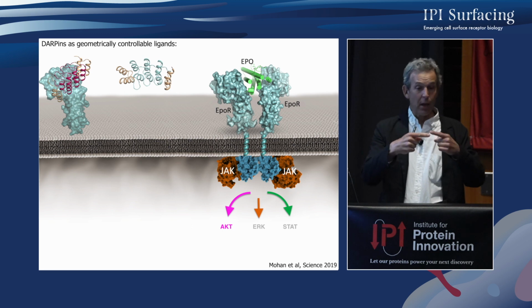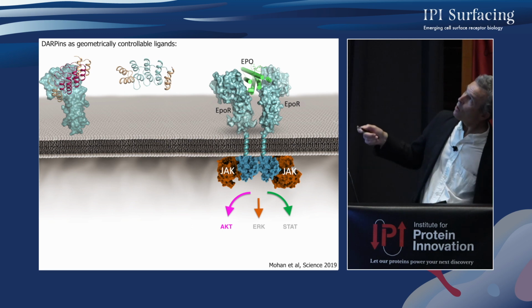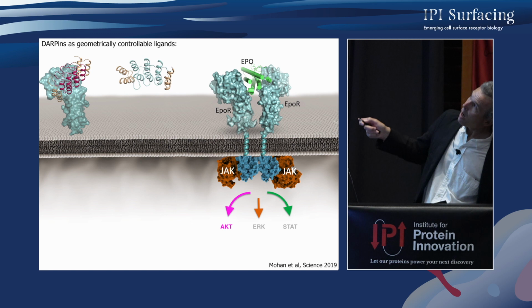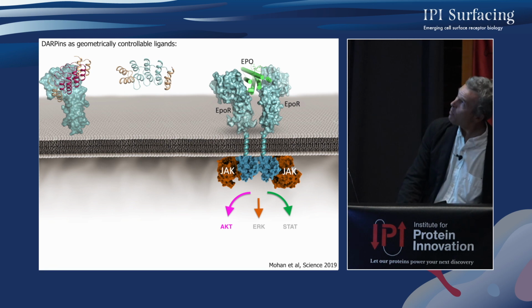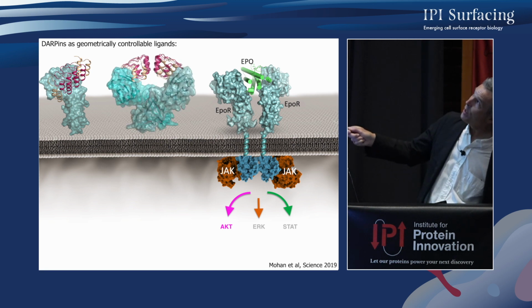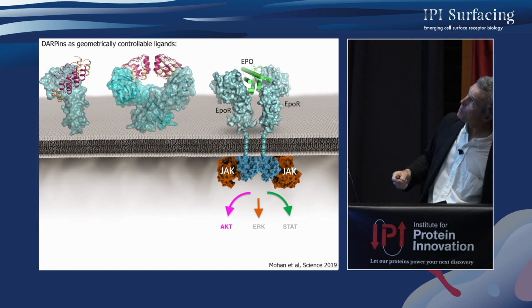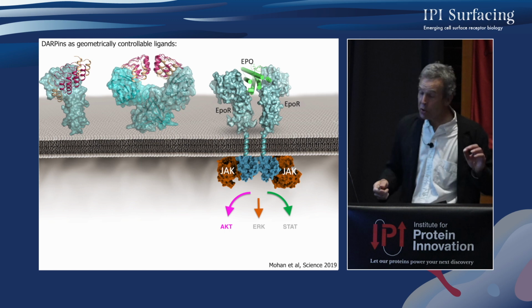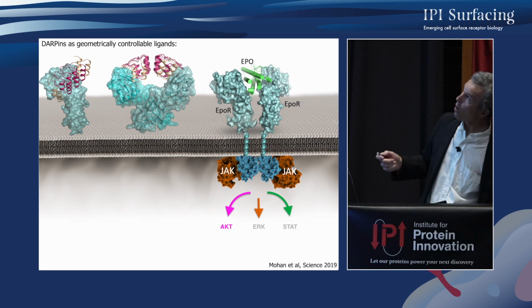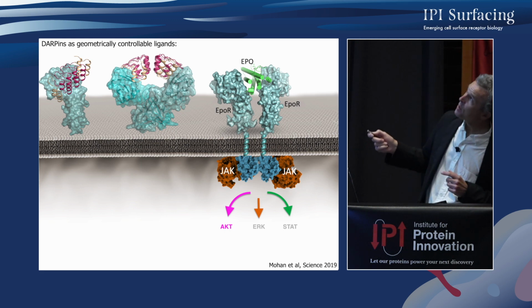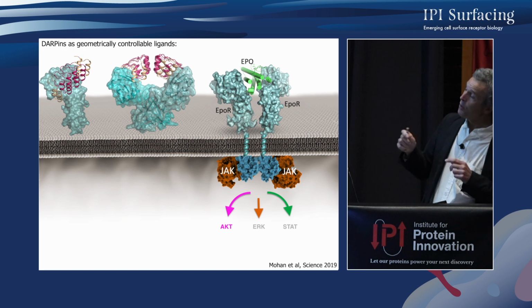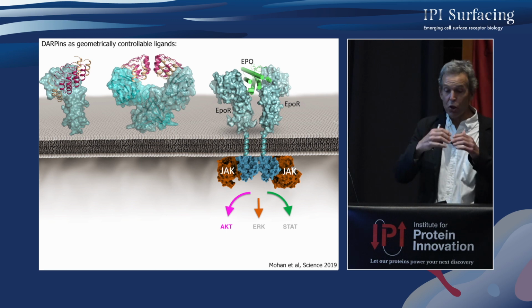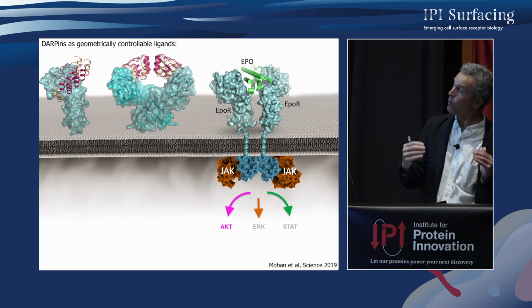We don't want to just link them together flopping around. And so what they did was they engineered an interface to form a DARPin dimer, a really high affinity dimer. And this is now the structure of a DARPin dimer bringing two EPO receptors together in a completely different geometry than EPO receptor. And one of the interesting things about these DARPins is that they have these little helical repeats that you can insert or delete in them and change the curvature or change the length of the DARPin.